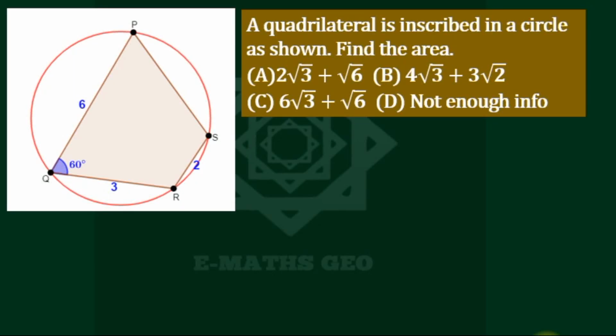A quadrilateral is inscribed in a circle as shown. Find the area of the quadrilateral.